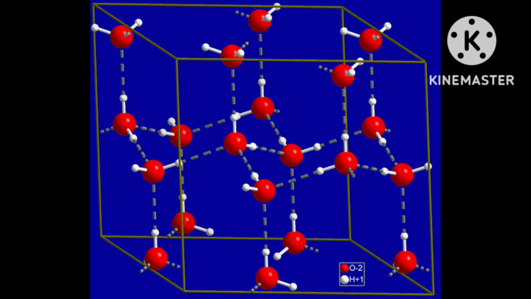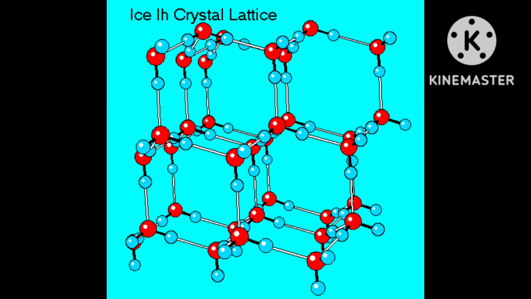Examination of ice crystals with X-rays shows that each oxygen atom is surrounded tetrahedrally by 4 other oxygen atoms at a distance of 276 picometer.